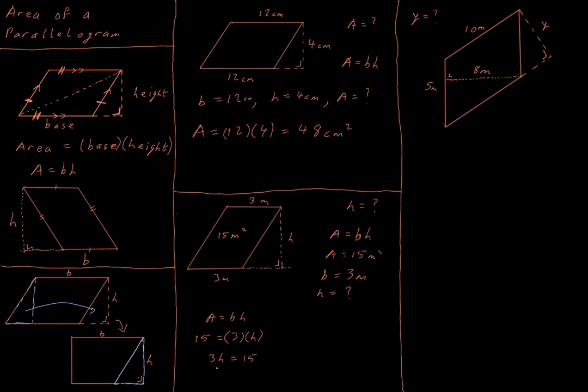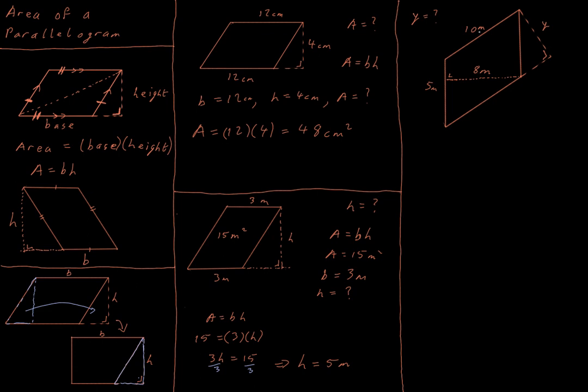And I know from rearranging my formula that I divide both sides by 3, because 3 divided by 3 is 1, and I want to know what 1H is. So therefore, H is equal to 5, and the units for that must be meters.